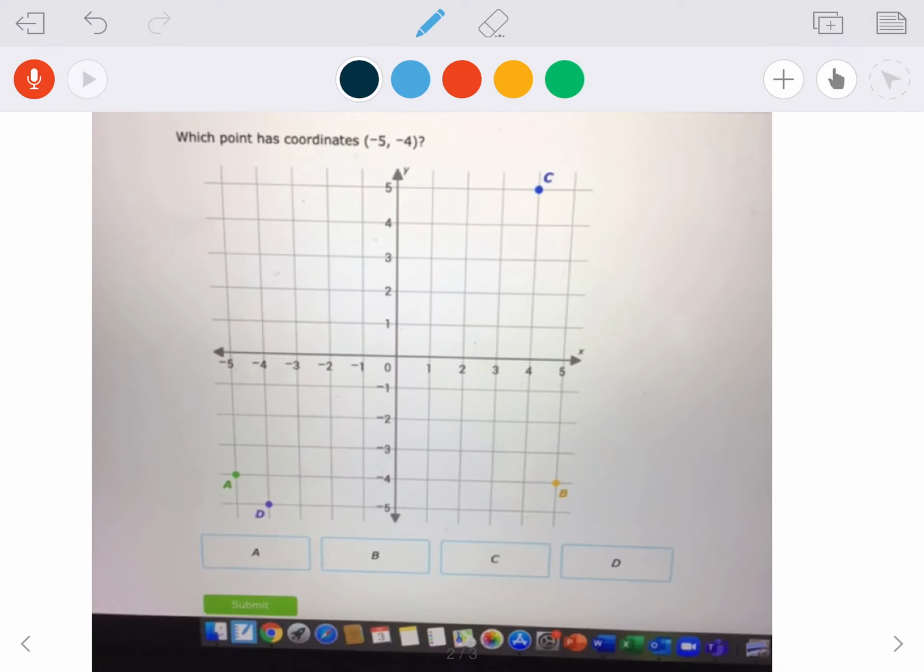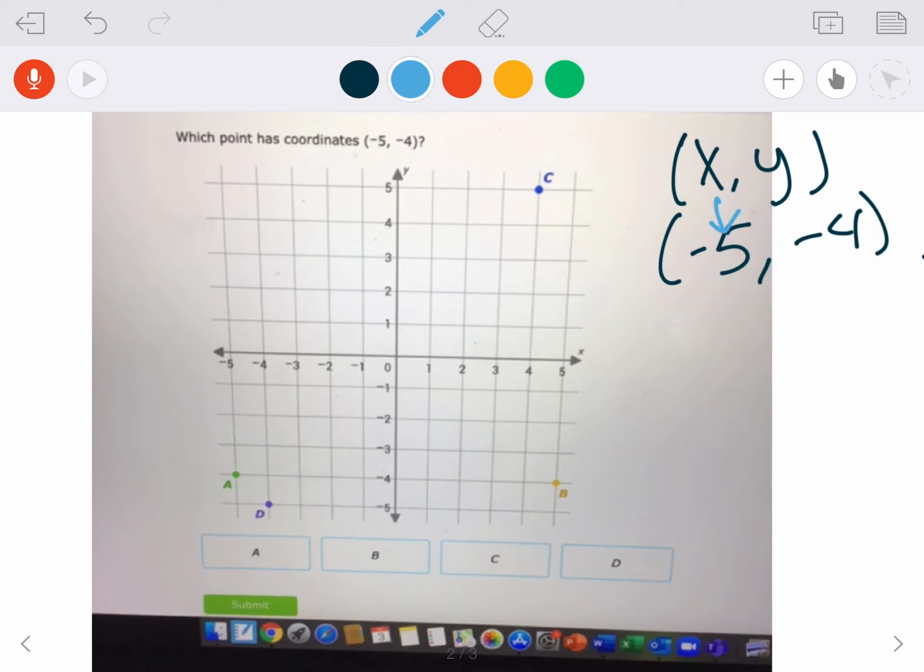Which point has coordinates -5, -4? So what I would do here is, so it's x, y. We want to go to -5 on our x-axis. Okay, so let's make sure this matches up. So x is -5, y is -4. I'm going to go to -5 on the x-axis. Okay, and then we're going to go over, and then we're going to go down to -4 on the y-axis. We can see -5, -4, and that matches up to point A.